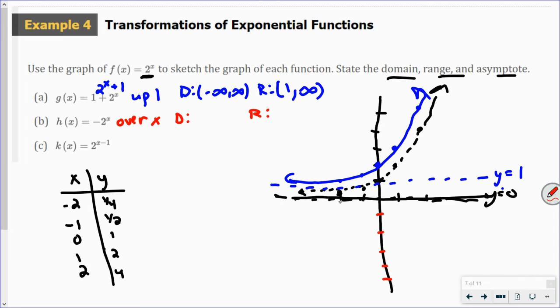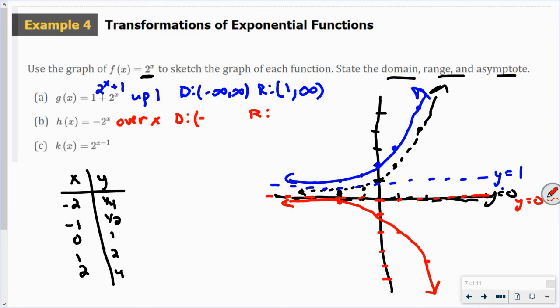So negative 1/4 maybe here. This would go negative 1/2. This would go negative 1, negative 2, and negative 4. So we're looking here. And my asymptote here is on y equals 0. If I flip that over the x-axis, it actually stays on the x-axis. Okay, so your asymptote for this one is also y equals 0.